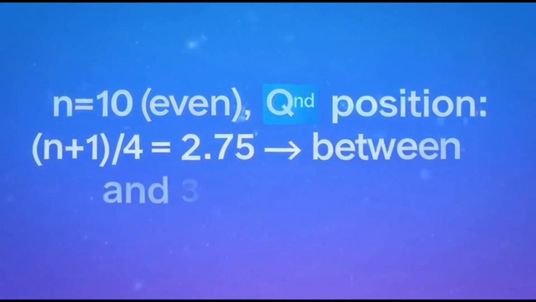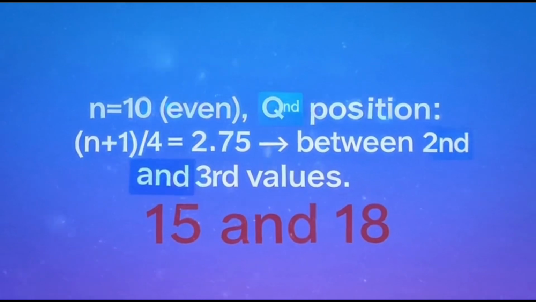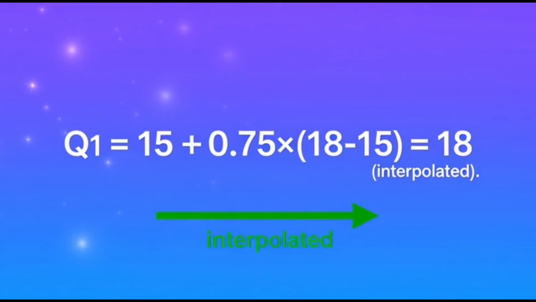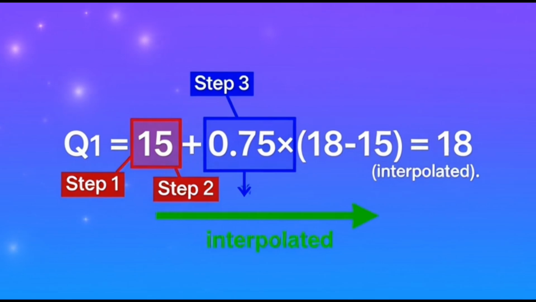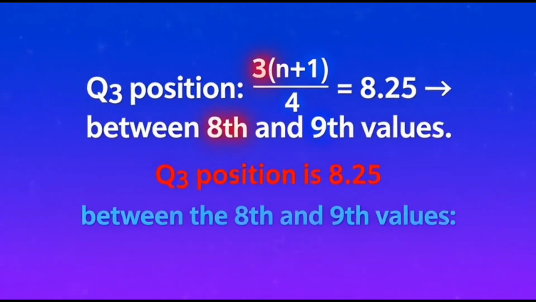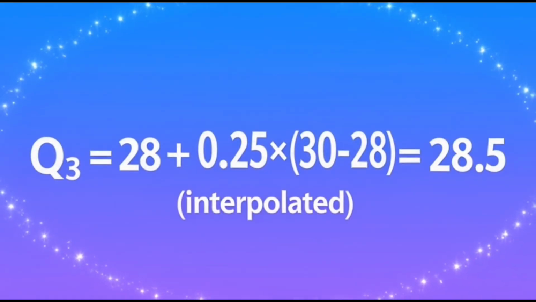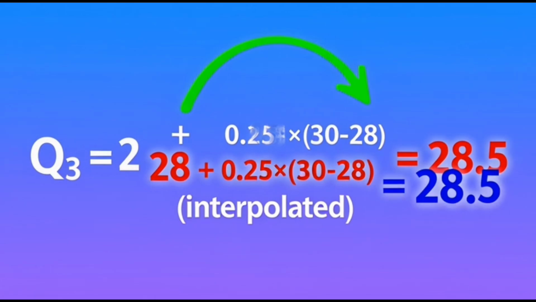With 10 values, Q1 position is 2.75, so between the second and third values, 15 and 18. Q1 is 15 plus 0.75 times 3, which is 18. Q3 position is 8.25, between the 8th and 9th values, 28 and 30. Q3 is 28 plus 0.25 times 2, which is 28.5.